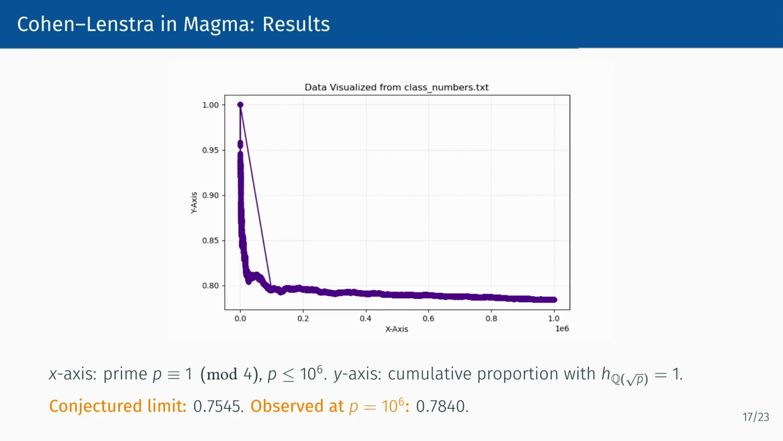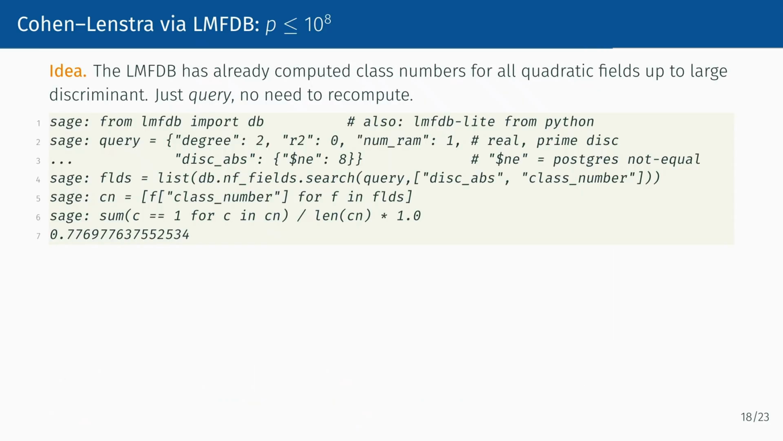So we could go up to 10 to the 9th or even more, but as I said, computing class numbers is a sub-exponential algorithm. It gets more difficult as the discriminants increase. And that's where the LMFDB comes in. So people have already computed these class numbers, and you can find them on the LMFDB.